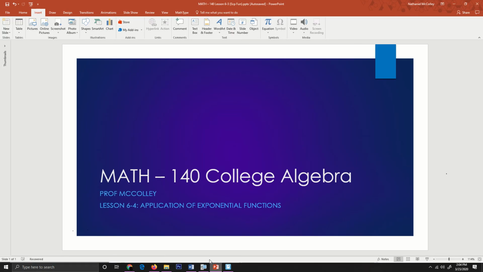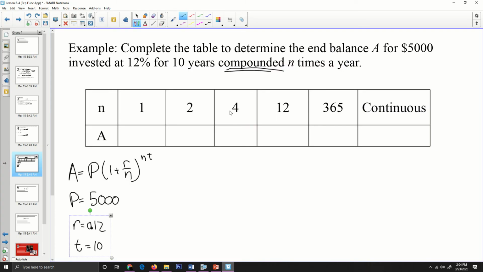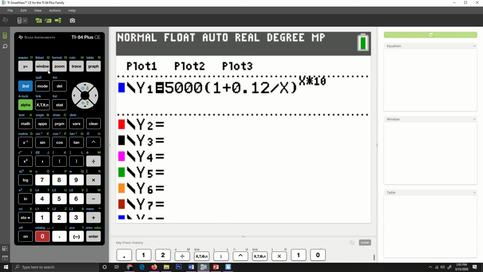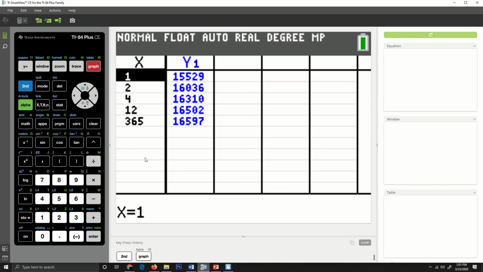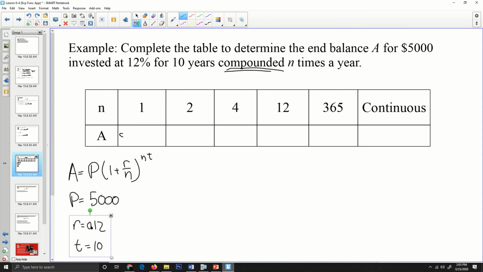Since the difference in the numbers here between values is not consistent, it goes up by 1, it goes up by 2, it goes up by 8, it goes up by a bunch. Since it's not the same difference, we want to make sure that when we hit our table, we are on ask so that we can enter a bunch of different values. And here we go. So for 1, 2, 4, 12, and 365, we're going to enter this set of data.